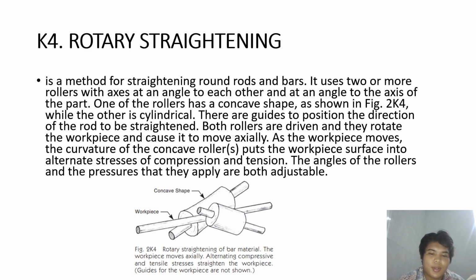So as you can see, this is the workpiece, and this is the concave roller. Because of the concave roller, it's going to be straightened because it has force as well, and it has the angle between the axis and the part. So that's all how to make it straight.